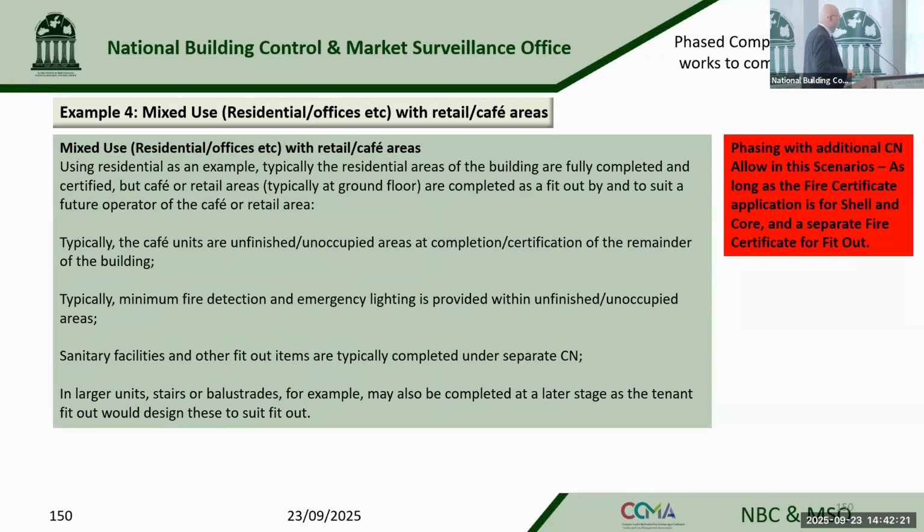Similar again, there might be mixed-use residential offices, etc., where you have apartments above and a cafe area below. So you can complete the residential buildings under one fire cert and allow the ground floor to be shown as being a fit out at a later stage. You can CCC that, but any subsequent CCC or fire cert for the units below would have to be done individually after that as a new fire cert.